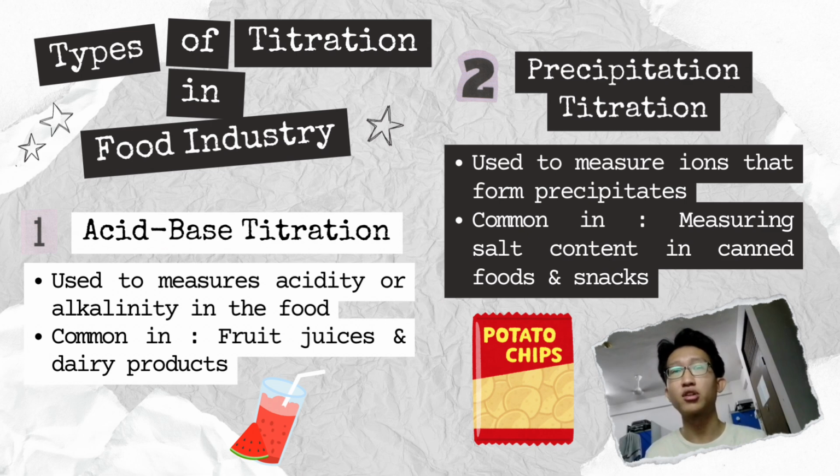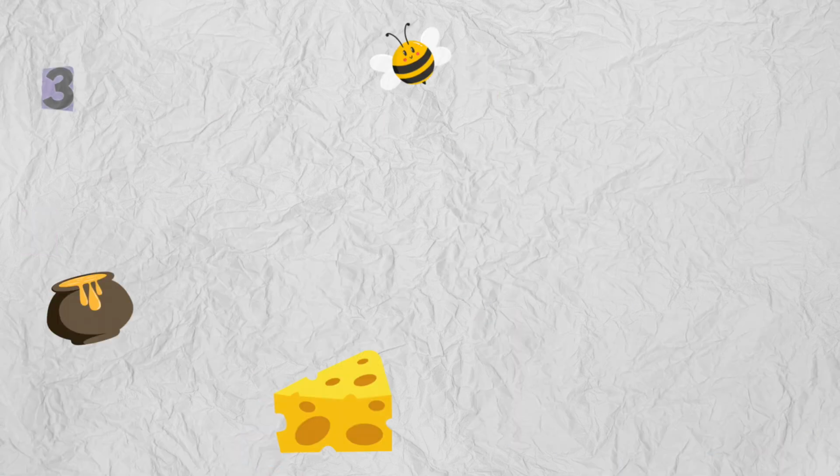The first one and the most common one is the acid-base titration. It is often used to measure acidity or alkalinity in the food, and it is very common in fruit juices and dairy products. The next one we have precipitation titration, which is often used to measure ions that can form precipitates. For example, it is used to measure salt content in canned food and snacks.